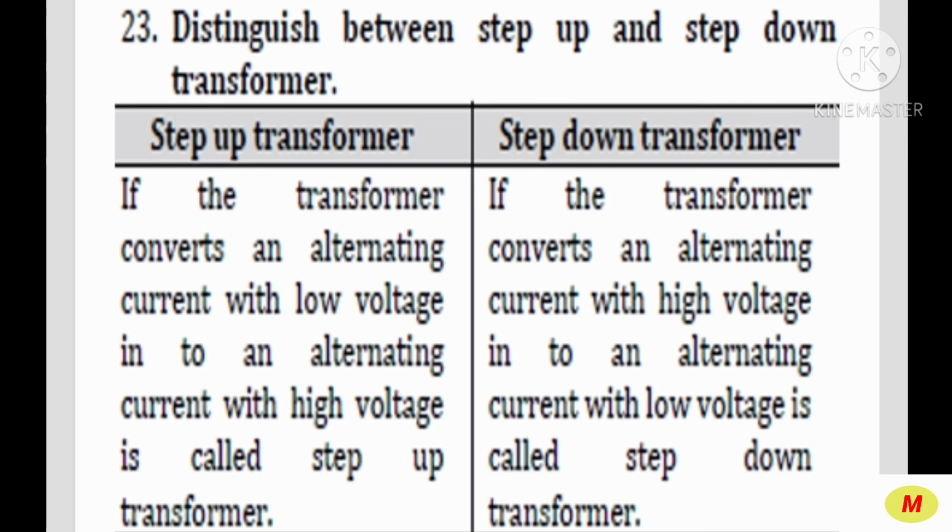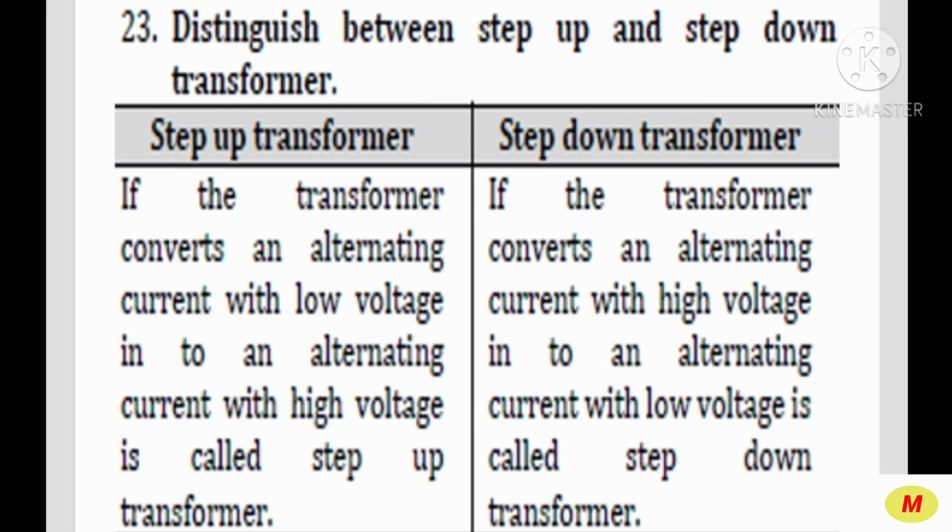Next one is about the difference between the step up transformer and the step down transformer. First, let us discuss about the step up transformer. If the transformer converts an alternating current with low voltage into an alternating current with high voltage, it is called step up transformer.